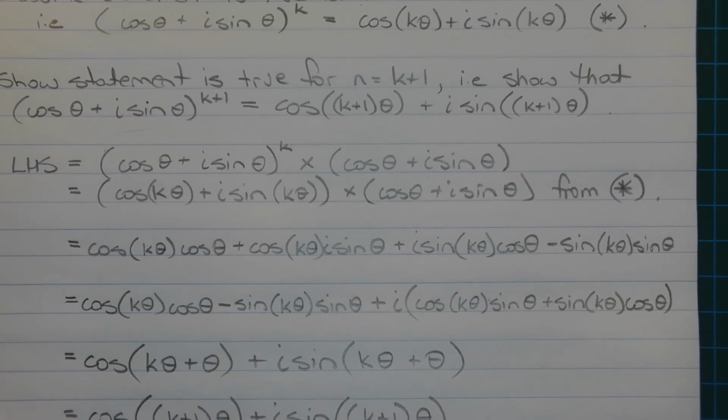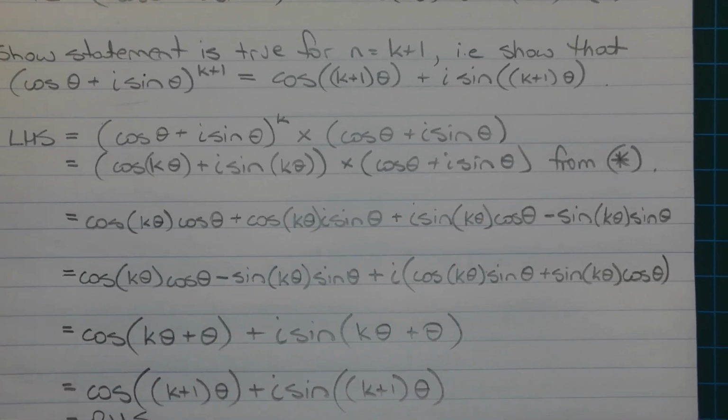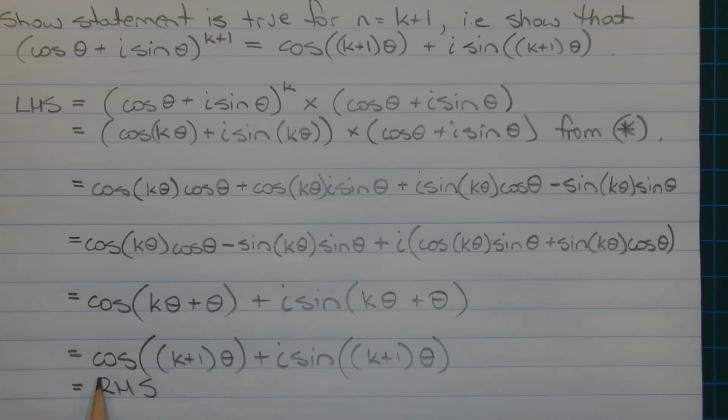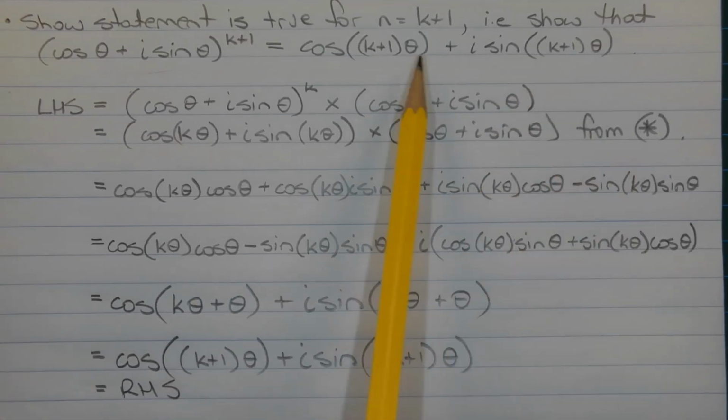Now, using trigonometric compound angle identities, we have a cos A cos B minus sin A sin B case. So this part of the expression can be replaced with cos(kθ + θ). And this part of the expression, after the i, can be replaced with sin(kθ + θ). So the left-hand side is equal to cos(kθ + θ) + i sin(kθ + θ). And factorising out θ here and here, we get cos((k+1)θ) + i sin((k+1)θ), which equals the right-hand side.